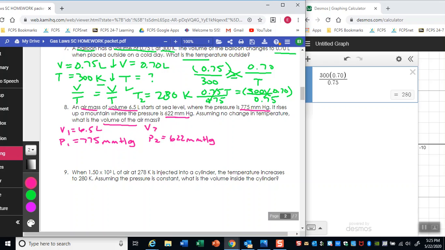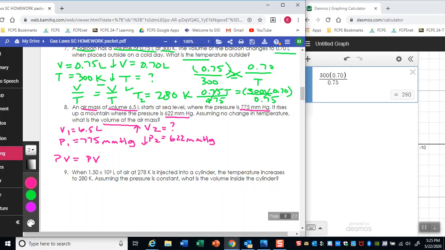All right, so I'm trying to find the new volume. So that is going to be Boyle's law, right? Pressure times volume equals pressure times volume. They're inversely related, so if my pressure is going down, the volume is going to go up. The air molecules are going to spread out. And that's why it actually gets cooler when you go up in the mountains.